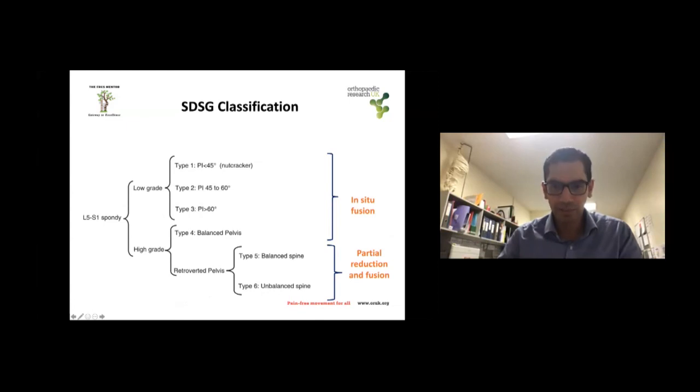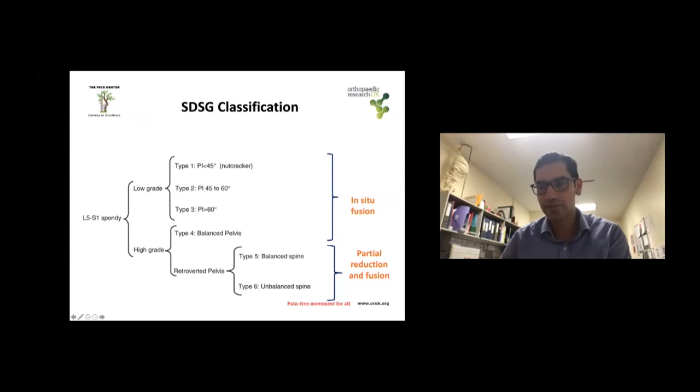When you have high-grade spondylolisthesis, you have to determine whether this is a balanced spine and pelvis or not. If it's a balanced spine and pelvis, you could do an in situ fusion. If the pelvis is compensating for the imbalanced spine with a retroverted pelvis, then you should more consider a partial reduction and fusion. A complete reduction is a riskier option, simply because the nerve is used to being in a certain position, and if you over-reduce it, you could injure that nerve, and that could result in permanent neurological injury and foot drop. So an important part of deciding whether to reduce or not is whether it's a low-grade or a high-grade slip.